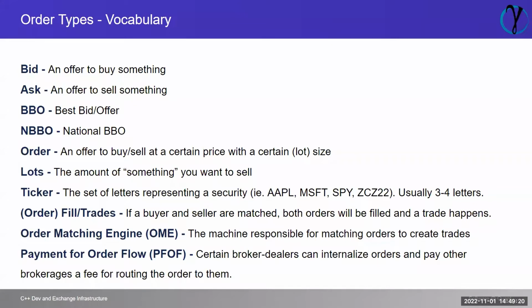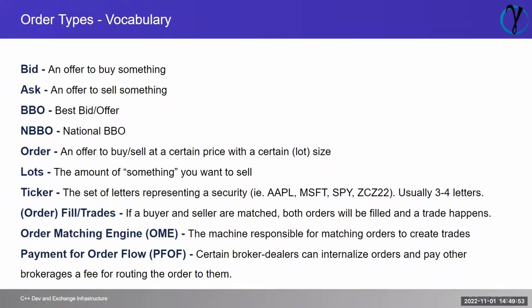Ticker means something like AAPL for Apple, or MSFT for Microsoft. It's just a three or four letter abbreviation. It's a symbol representing the underlying. For example, SPY is the S&P, I think traded on CME. And then CZZ22 is actually corn futures for December 2022. I think it's November, right? Yeah.